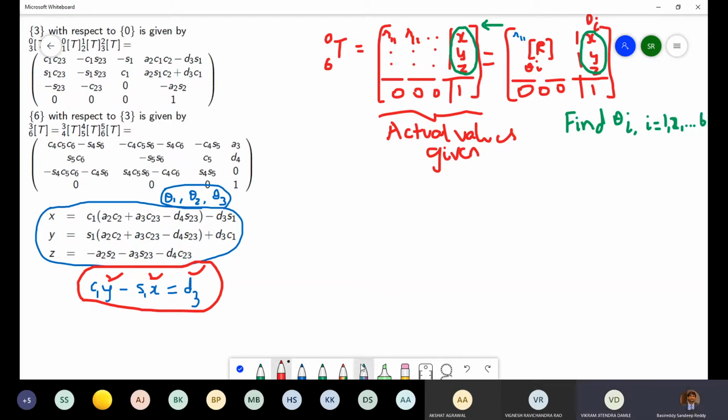I think we'll have to substitute s1 as root of 1 minus c1 square and get a quadratic and get two values of c1. Yeah, correct. That is the way you get it. Get a quadratic equation. The standard way to formally put it, has anyone heard of the tangent half angle formulas? Yes, the one we use in integration.